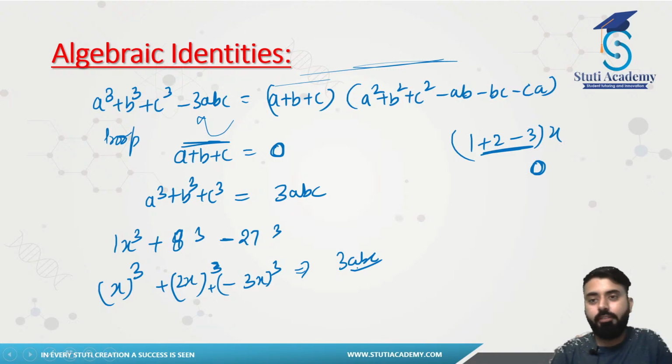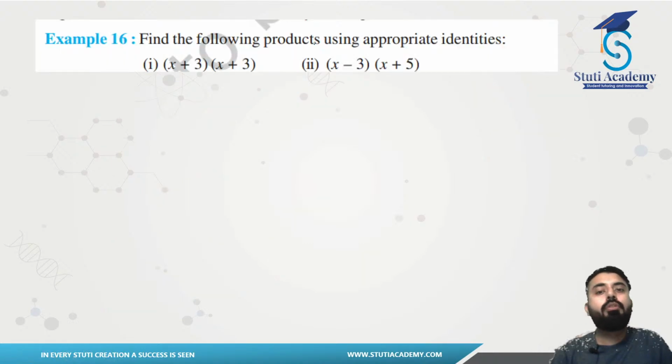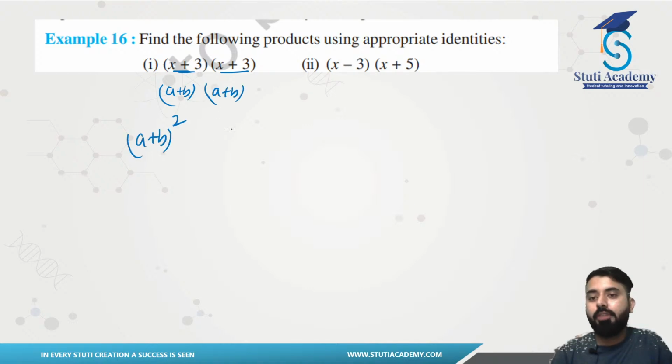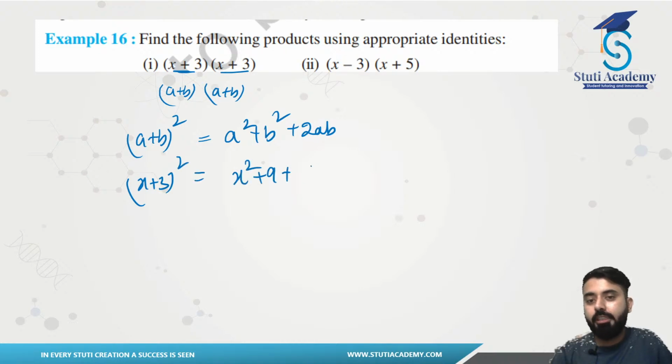So this is the case here. I'm going to jump into our exercises now. Let's just start with this case. We have to find the products using identities. This is (x plus 3) into (x plus 3), or you can say (a plus b) into (a plus b). This will be (a plus b) whole square, which is a square plus b square plus 2ab. So solve this one: (x plus 3) whole square will be x square plus 9 plus 6x, right?